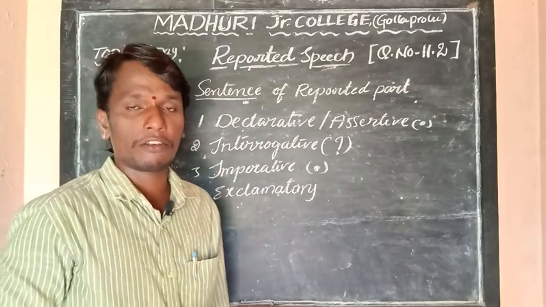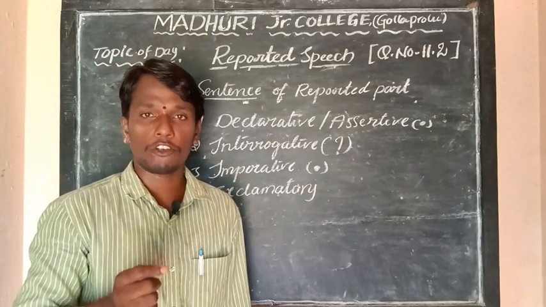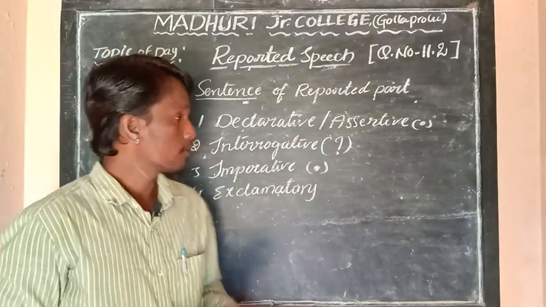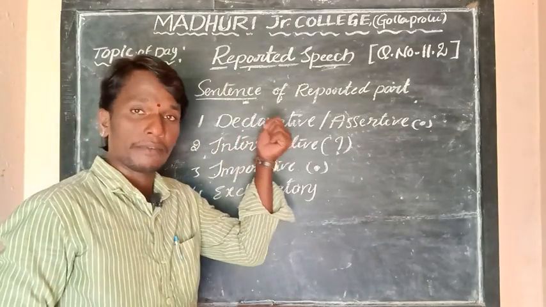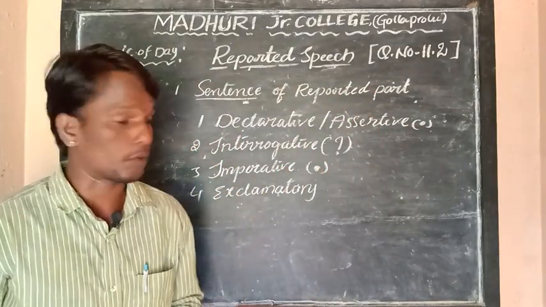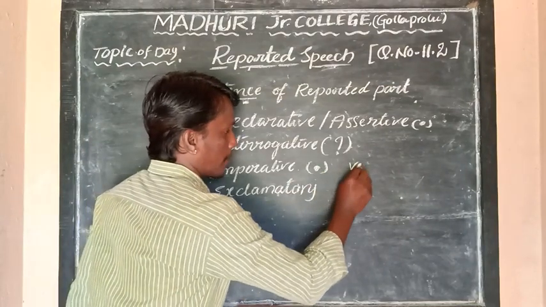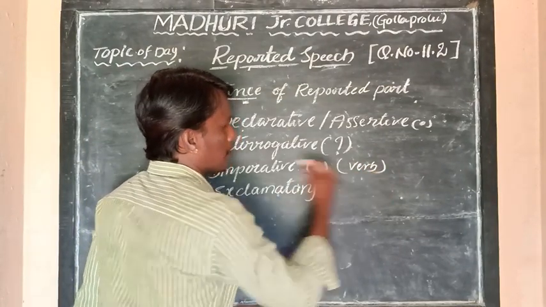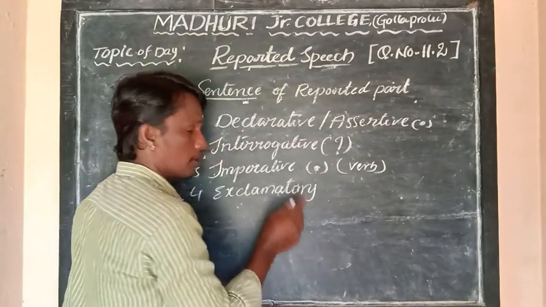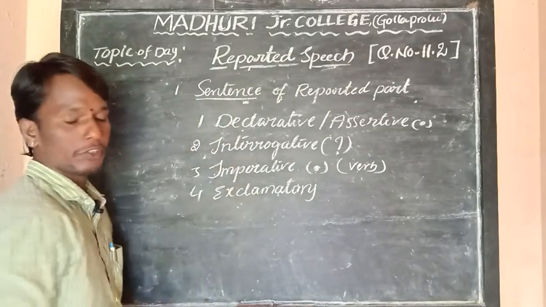What is the subject here? Subject is nothing but a noun or a pronoun, placed in the initial part of the sentence. So if the sentence starts with the subject and ends with a full stop, that is clearly a declarative sentence. Whereas basically all imperative sentences start with the verb. If the sentence starts with the verb and ends with a full stop, that is an imperative sentence.